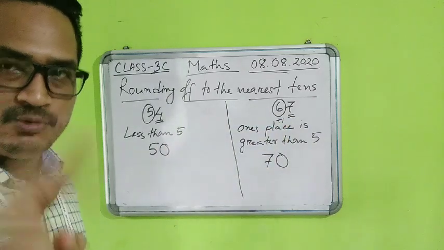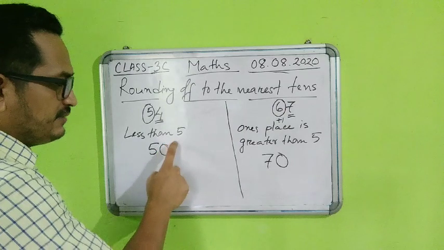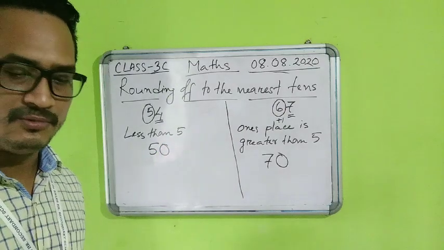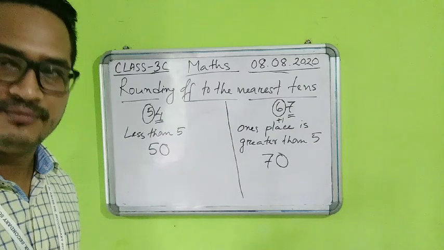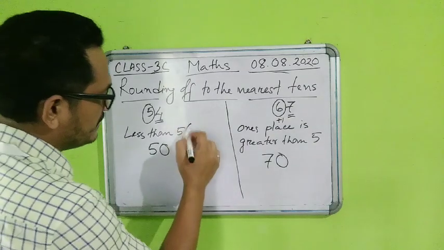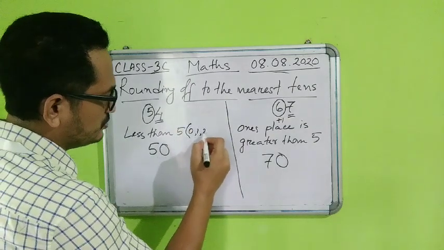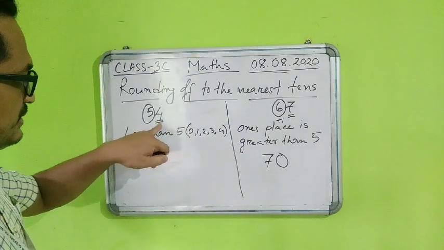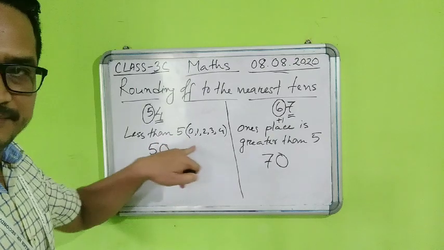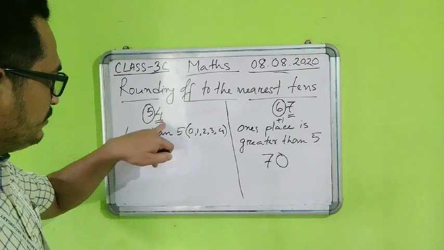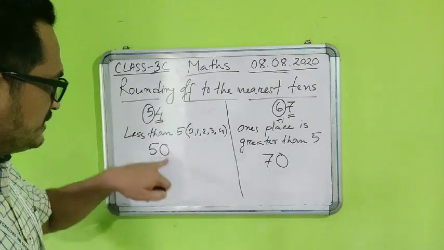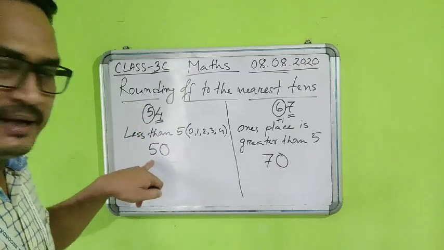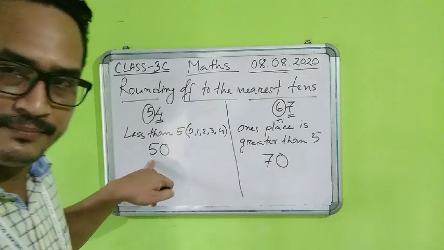For the ones place digit, there are two conditions. One condition: if it is less than 5. Less than 5 means which digits? It may be 0, 1, 2, 3, 4. So whenever the digit here is any of these 5, you will simply change the ones place to 0, and the tens place digit will come as it is. No changes will be done.